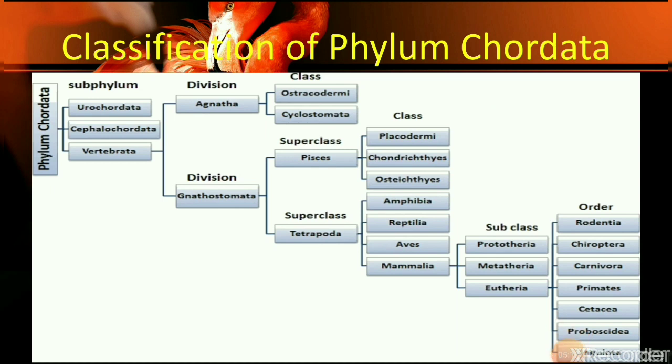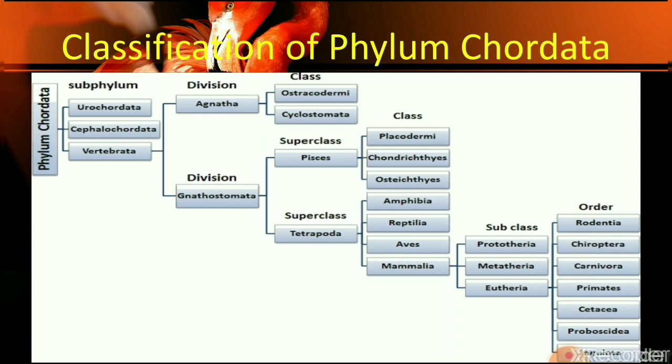Here is a brief classification of phylum Chordata. Phylum Chordata is divided into three subphylums: Urochordata, Cephalochordata, and Vertebrata. Subphylum Vertebrata is further divided into two divisions, Agnatha and Gnathostomata, on the basis of the presence of jaw or jaw bone.